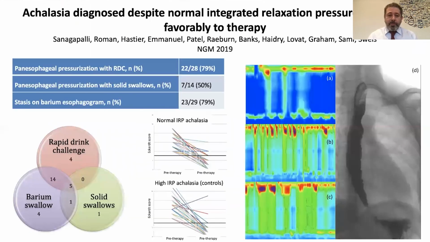We looked at this and we published this study in 2019 with Sabine Roman's group, and we identified 29 patients who had achalasia but who had normal IRP on 5 ml of water along with peristalsis, all of which were proven to have obstruction with free drinking, solid swallows, or timed barium esophagogram. And we found that outcomes were exactly the same after being treated for achalasia compared to those with a raised IRP with 5 ml water swallows as per standard.